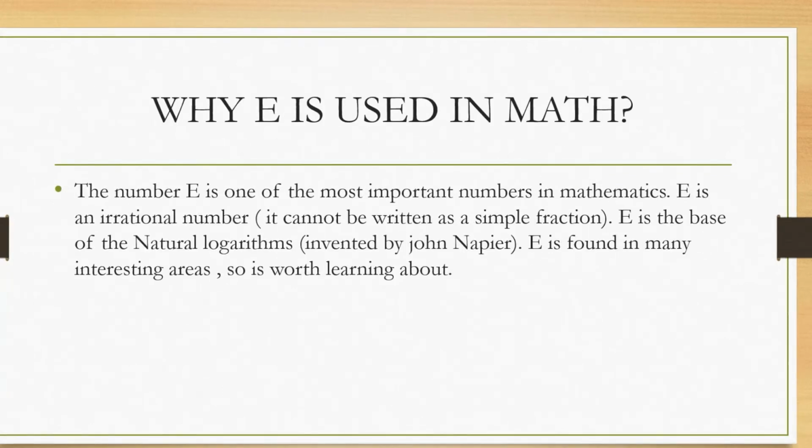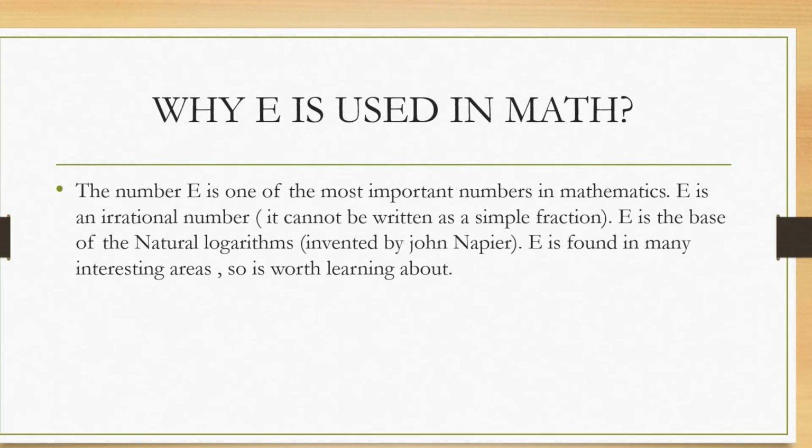Why is e used in math? The number e is one of the most important numbers in mathematics. e is an irrational number. It cannot be written as a simple fraction. e is the base of natural logarithms, invented by John Napier. e is found in many interesting areas, so it is worth learning about.